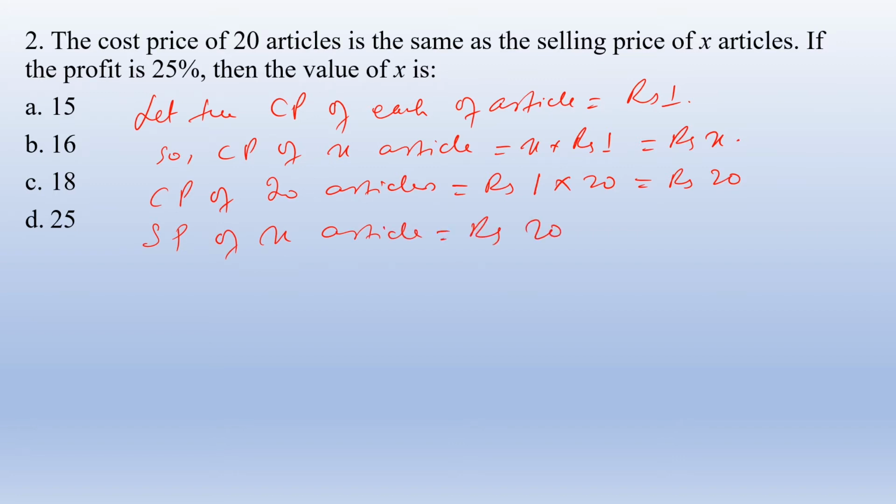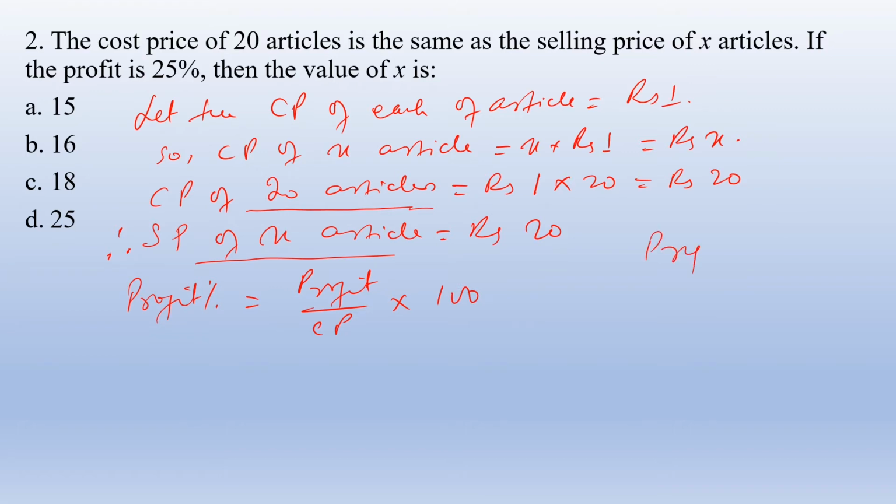Since the cost price of 20 articles is equal to the selling price of X articles, and the cost price of 20 articles is rupees 20, therefore the selling price of X articles also will be 20 rupees. So the profit percentage is equal to profit by cost price multiplied by 100, and the formula for profit is equal to selling price minus cost price.